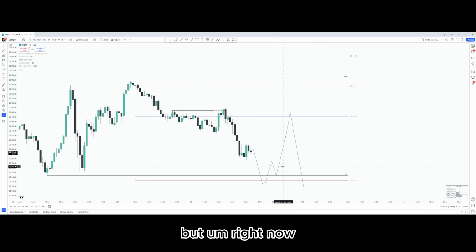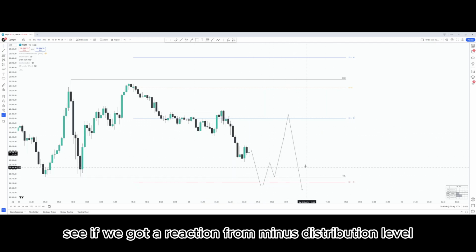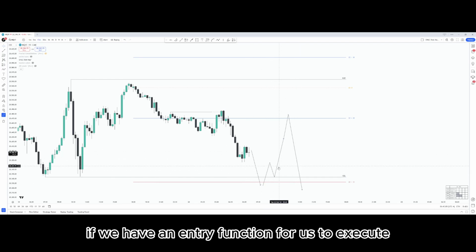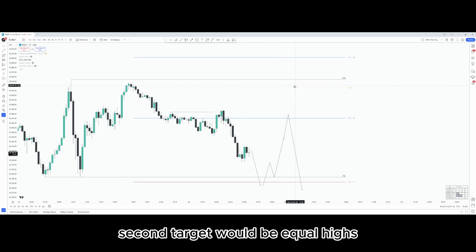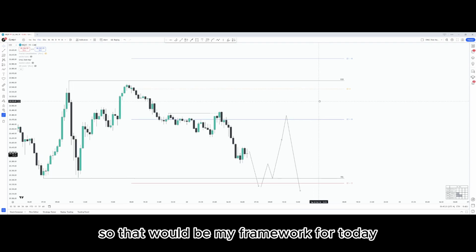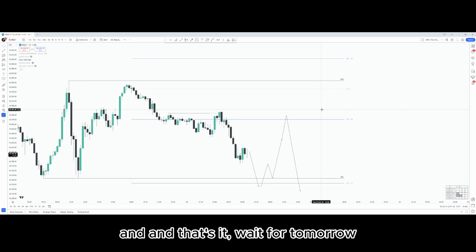But right now the idea is to wait, see if we get a reaction from the minus distribution level, wait, see if we have an entry for us to execute. First target would be plus manipulation, second target would be equal highs that aligns with the daily candle open. So that would be my framework for today. If that doesn't happen, I would just skip the day and that's it, and wait for tomorrow.